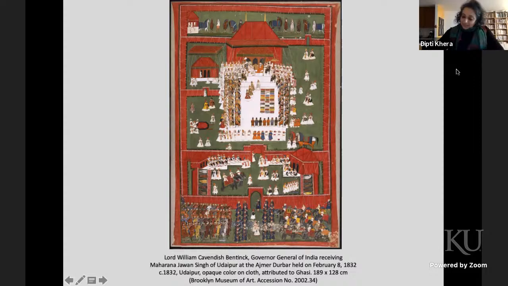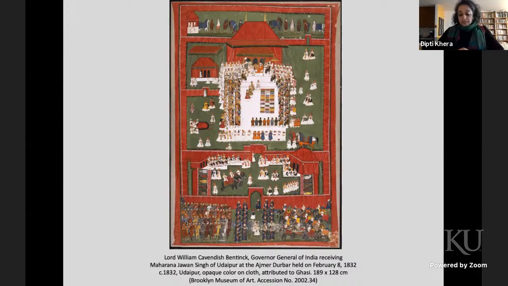Okay, this large scale painting in gouache on cloth attributed to the artist Ghasi, hailing from the city of Udaipur in northwestern India, visualizes British India's first imperial darbar. That is a formal ceremonial assembly held at Ajmer in 1832.